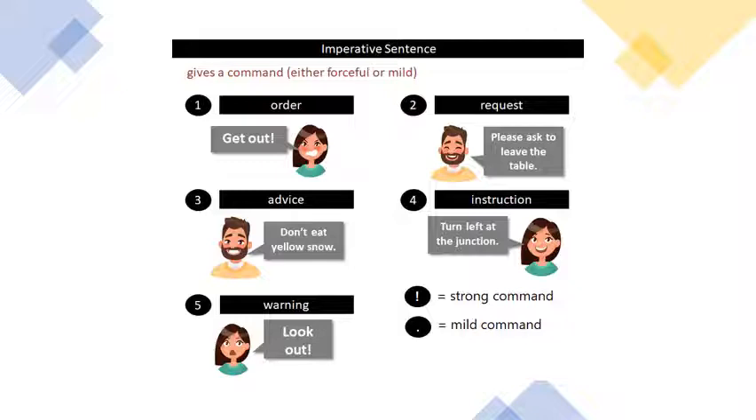Instruction. Turn left at the junction. That's an instruction. Warning. Look out. Watch out. Be careful. That is a warning. So strong command ആവുമ്പോൾ you can use an exclamation mark. For example, get out or look out. So when it's a strong command or a warning, you can use an exclamation mark. Otherwise, you use a full stop.